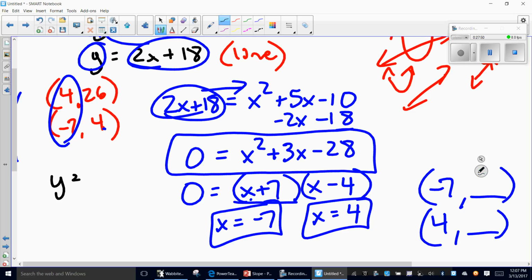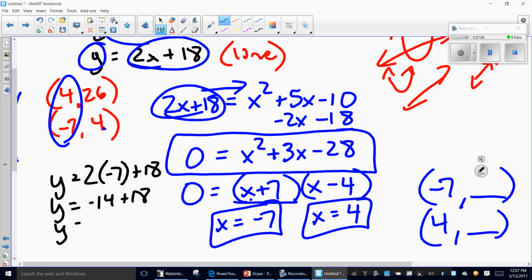So y equals 2 times negative 7 plus 18. So y equals negative 14 plus 18, and you can do this all on your calculator. y equals 4. So when I plugged in negative 7, I got 4 for y. So that's 1 point.